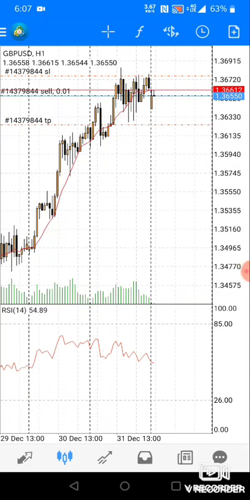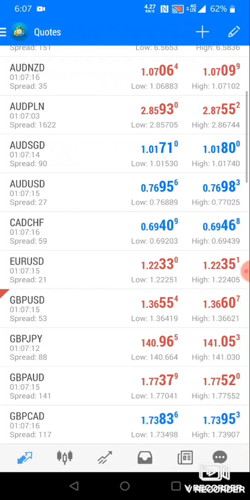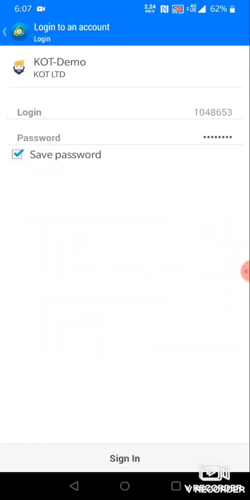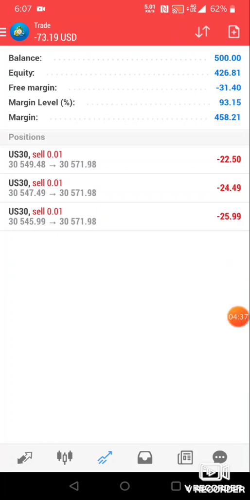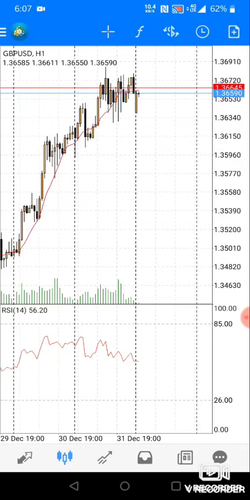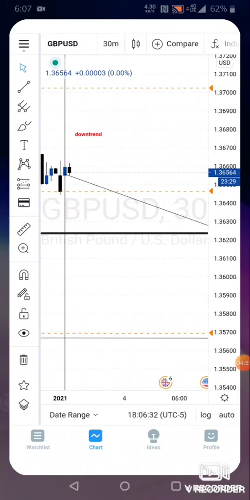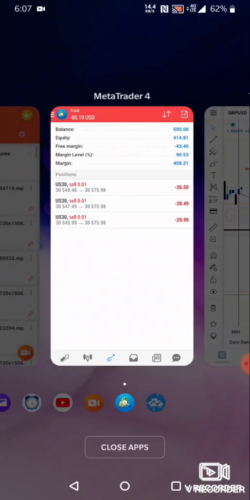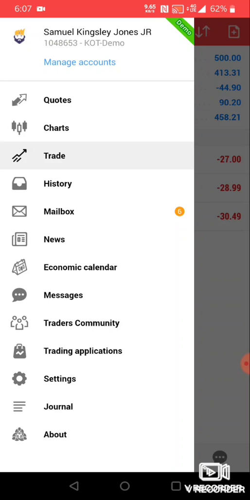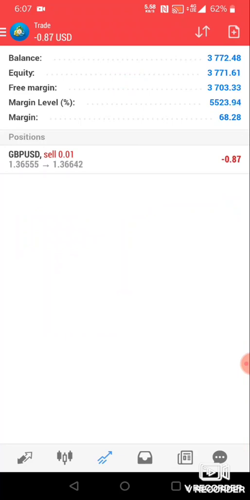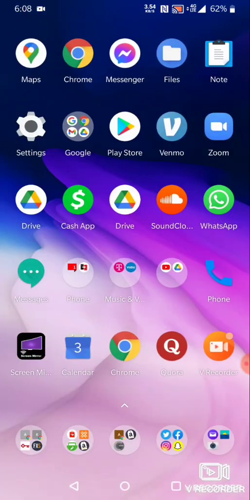So yeah, let's see what's going on over there in the US 30 in the demo account. Let's see what's going on over there. Oh, it looks like it's dark, so I never did US 30 before. Let's see. You'll check up on that later. At least we have a tight stop loss, so we're good.